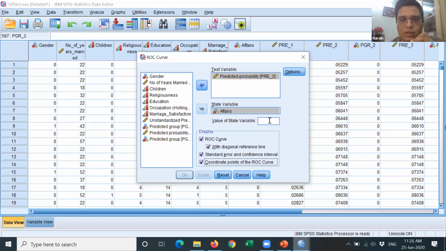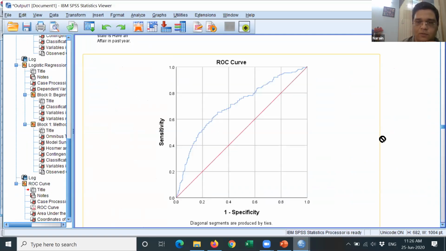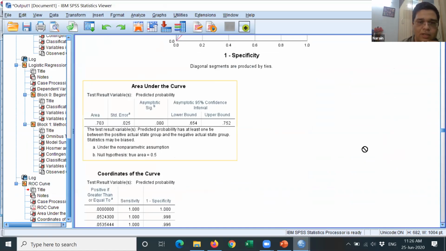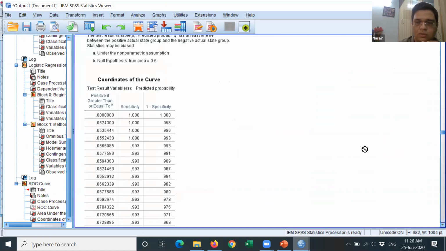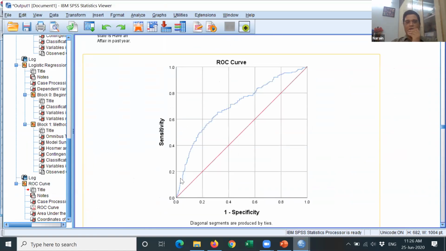And the state variable value is 1. 1 is the probability of the person indulging in an affair; 0 is not having an affair, and 1 is having an affair. I simply press OK, and I get one more chart that's called an ROC curve. I also get something called the area under the curve. So what does this number signify?